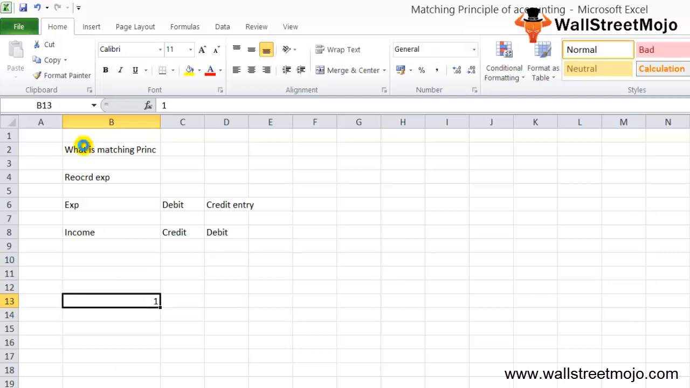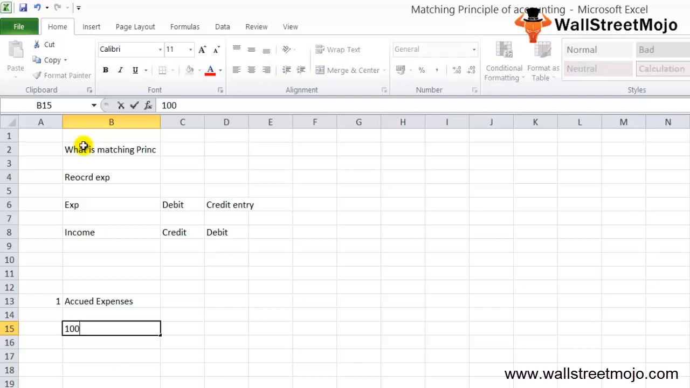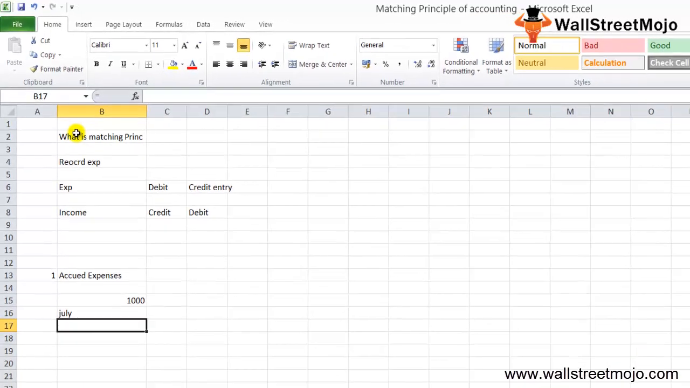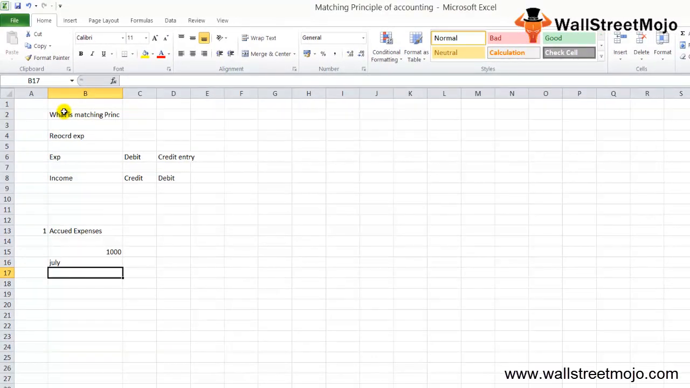The matching principle example. Let's take one example. The first and foremost example that we'll take is the accrued expenses. Let's say for some work you hired contract laborers and you agree to pay them $1,000. Okay, the work is done in the month of July. However, the laborers are paid in the month of August. So what is exactly the cost accounted for in July?